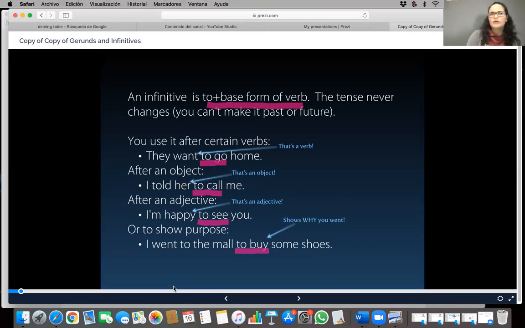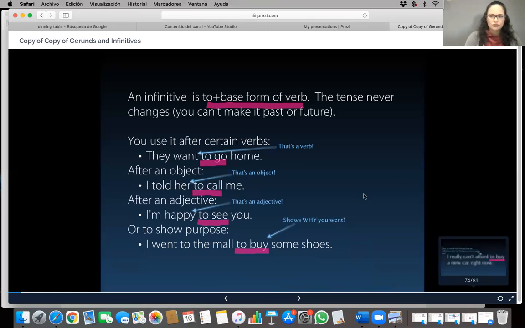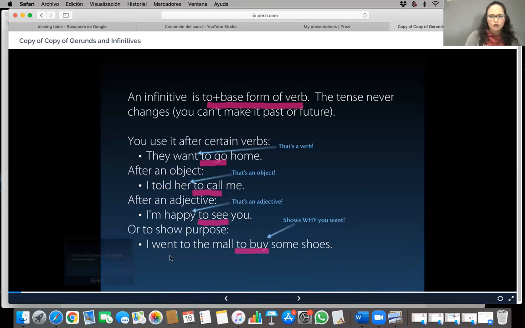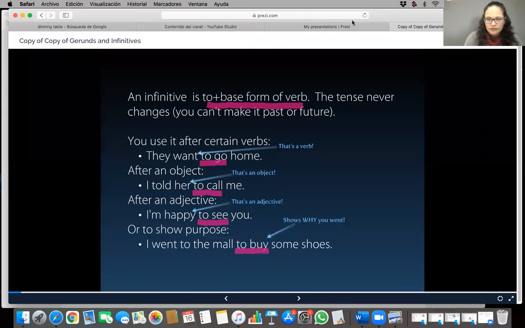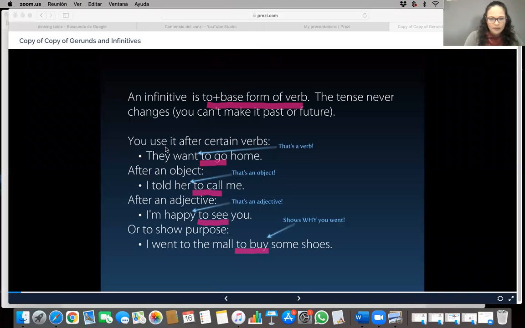What for? I visited my grandmother to make her company. Or I went to the dentist. Why did you go to the dentist? To get a checkup. Okay. It's all for purpose. Okay. So you can see here the four different rules immediately before the infinitive. So in this case, verb, in this case, object, in this case, adjective, and in this case, a purpose. Okay. So you will have the verb, immediately the infinitive, the object, immediately the infinitive, adjective, immediately the infinitive, and then purpose, immediately the infinitive.